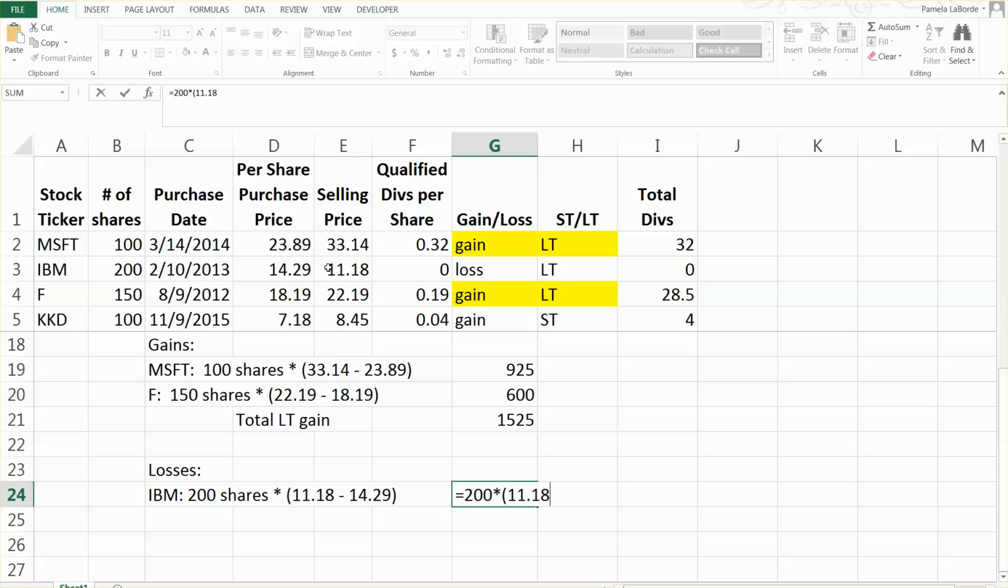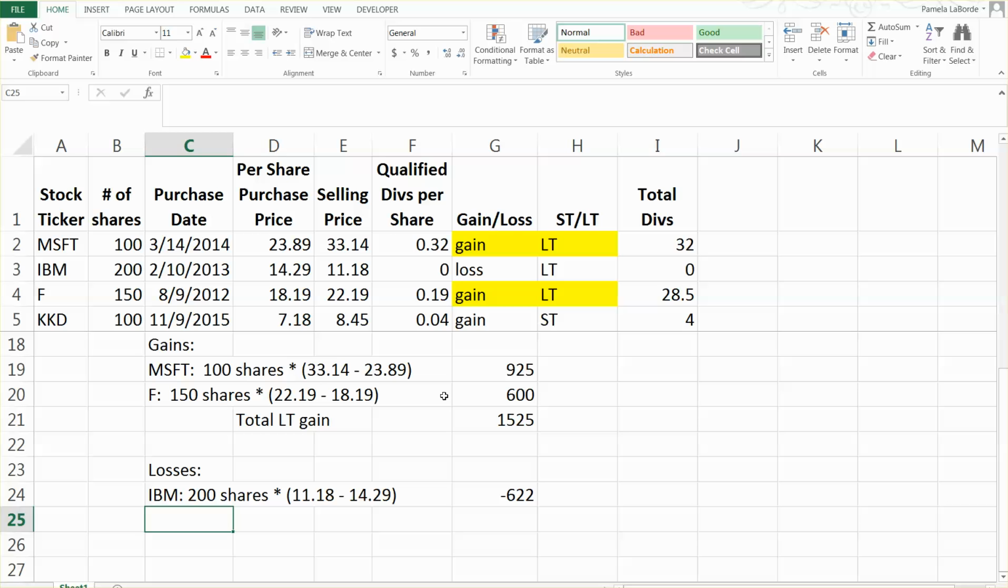So the 1118 minus 1429 times the 200 shares that I owned. That generated a loss of $622. I am allowed to offset this loss against these gains. They call that your net. It would be a net gain or a loss, depending. My gain outweighs my loss, so my net is a gain.